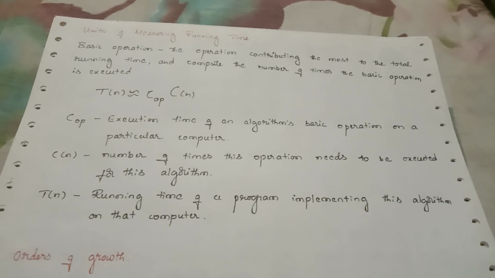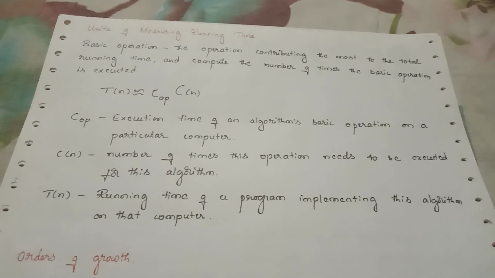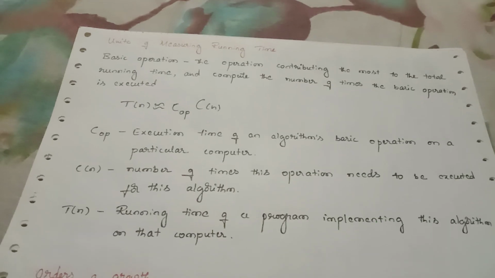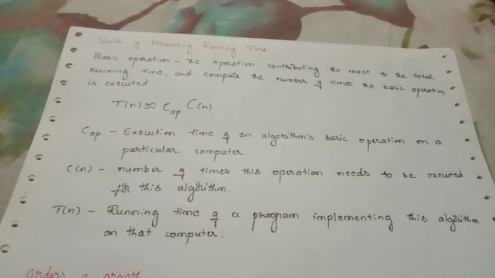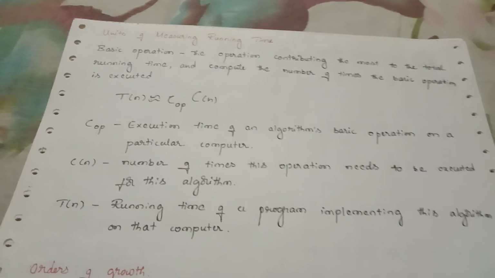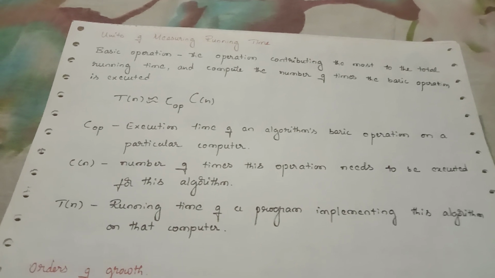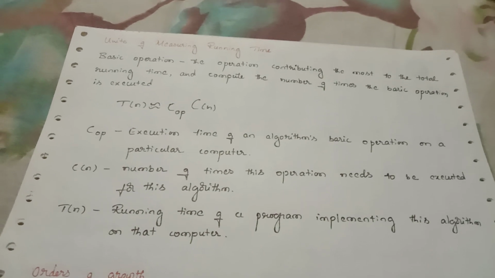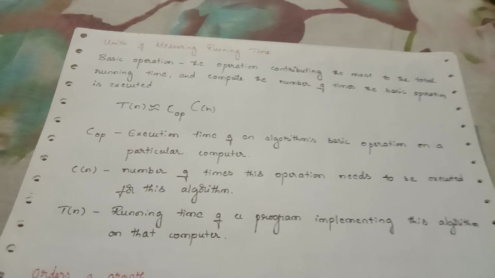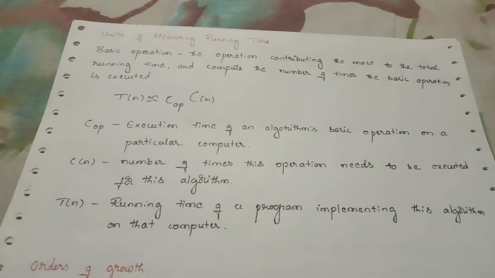So this is to count the number of times each of the algorithm's operations is executed, but we will only measure the basic operation in an algorithm. So what is the basic operation of an algorithm? This is the operation contributing the most to the total running time, and we compute the number of times the basic operation is executed.